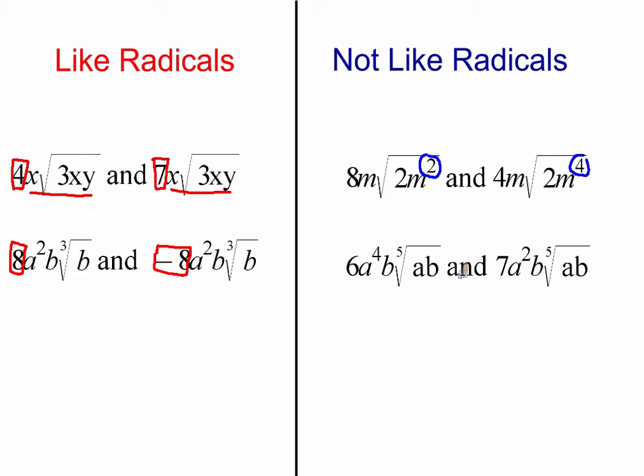Similarly, down here, I've got 6a to the fourth b times the fifth root of ab, and 7a squared b times the fifth root of ab. Because this is a fourth, and this is squared, these are not like radicals, because something other than the leading coefficient is different. And so that's our problem. We have to have everything but the leading coefficient be the same in order for them to be like radicals.